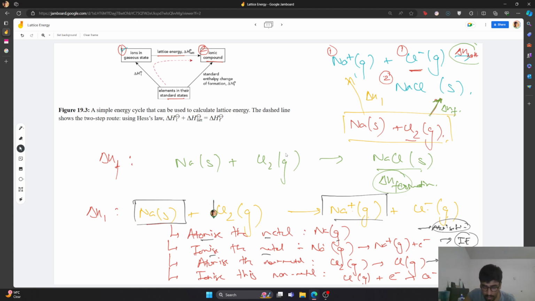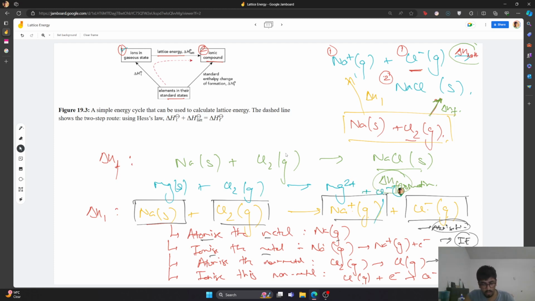Then you look at the non-metal, you atomize the non-metal, and then ionize the non-metal. So you get finally this one, right? There might be a case where there is an Mg2 plus here. In that case, like say you started with Mg as a solid and Cl2 as a gas, you might require Mg2 plus and chlorine minus, both in gaseous forms.